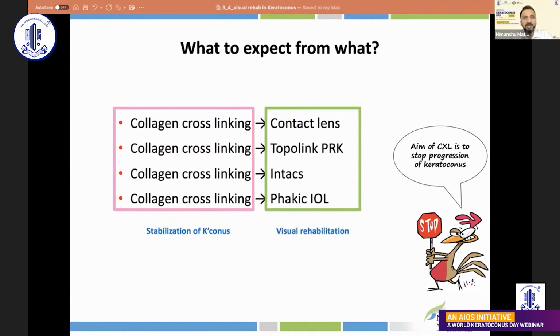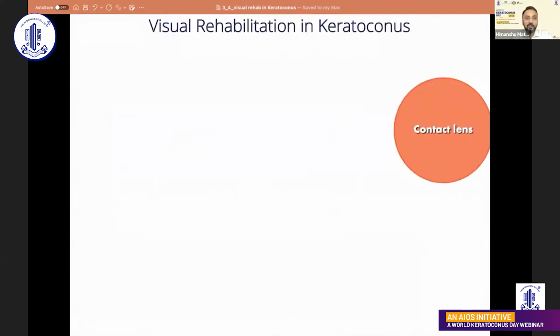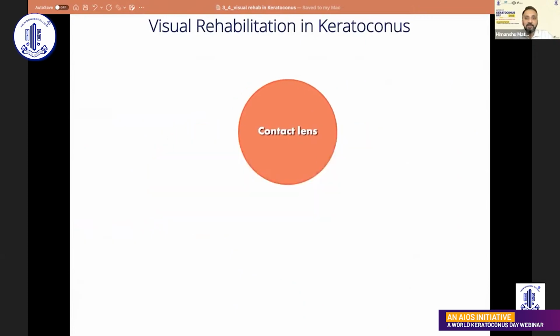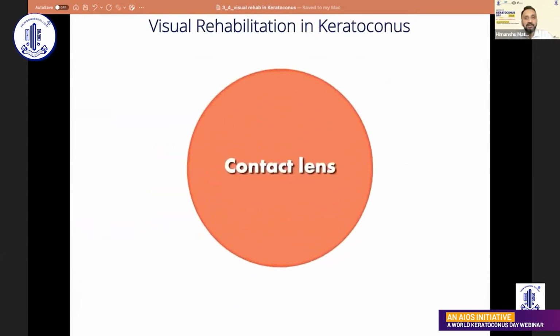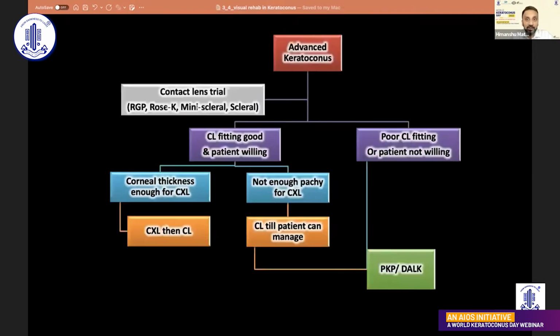So my job is relatively simple, where I just have to tell where exactly we can use these things. Things like contact lens, PRK, topo-guided PRK, intracorneal ring, and phakic IOL are the majority of them which we will be talking about. So when we talk about visual rehabilitation, the simplest treatment is contact lens.